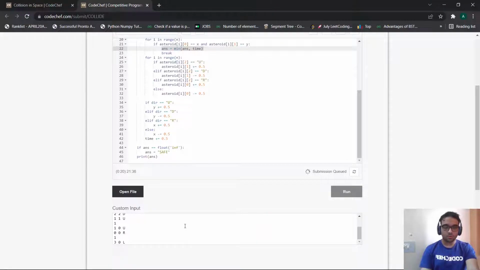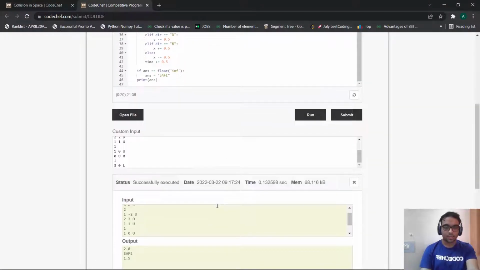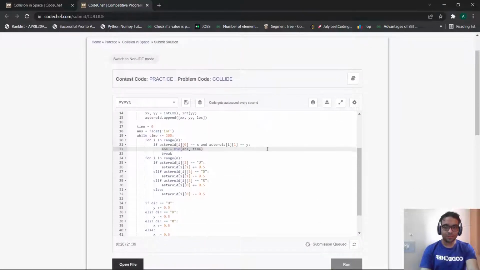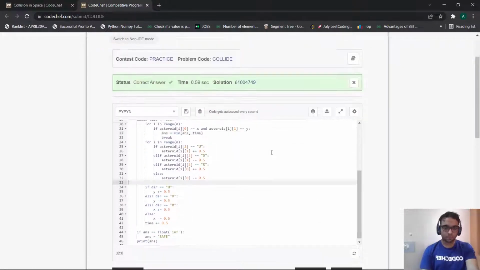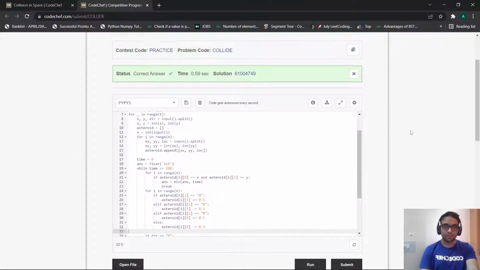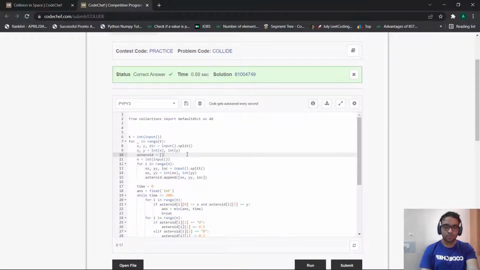Now let us run our code on the sample test cases to understand whether everything is working correctly or not. As you can see, we got the exact output according to the output format. Now let us submit our code and see whether it passes everything successfully or not. Okay, as you can see, we got the correct answer verdict for this problem. And yes, this becomes the correct way to approach this particular problem.